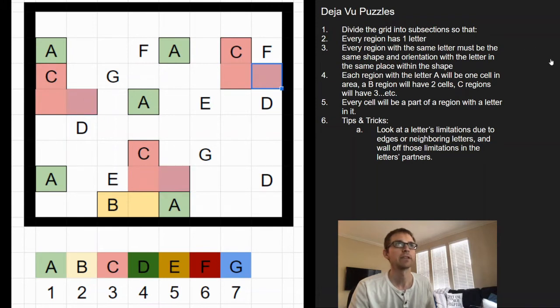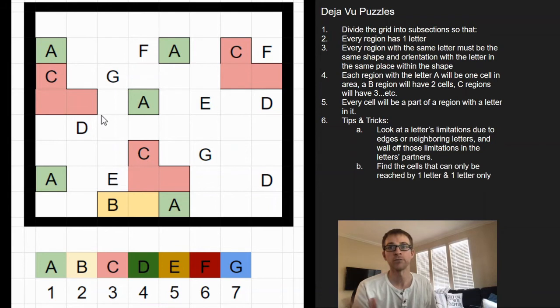So hopefully that makes sense for you guys. And then what we can do is start working on the other letters. So another tip to consider is you can try to look for cells within the grid that can only be reached by one other letter. So this F, for instance, has to come up, and this cell has to be used by this F. So we know that all of the F's come up one like that.